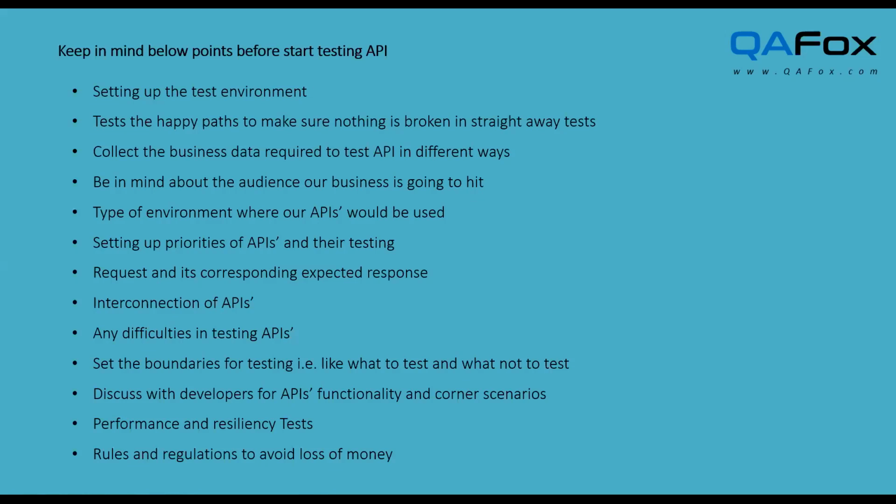Setting up priorities of APIs and their testing. From the positive scenarios onwards, we have to look for negative and corner case scenarios, where actually our API is serving the response to another API, internally or in the outside world. So we have to look at the priorities and prioritize our testing, or the test cases that we should write for the API. As per that, we should test the API request and its corresponding expected response.